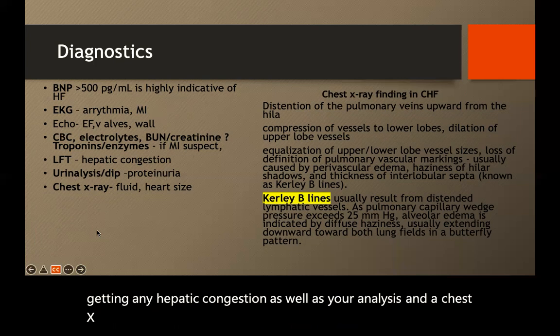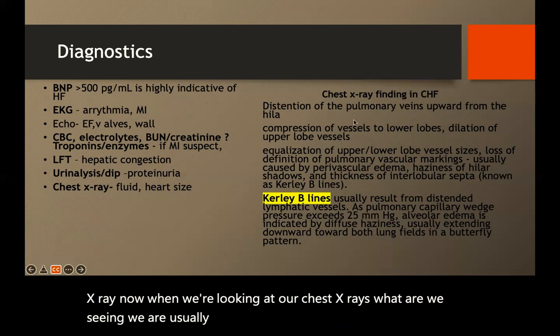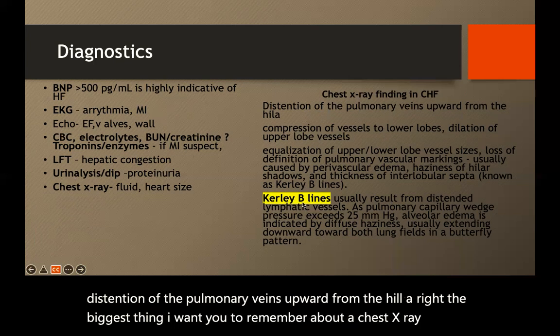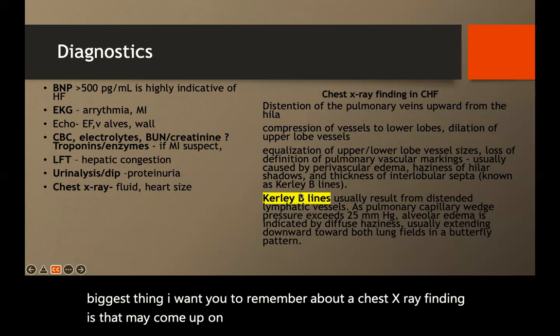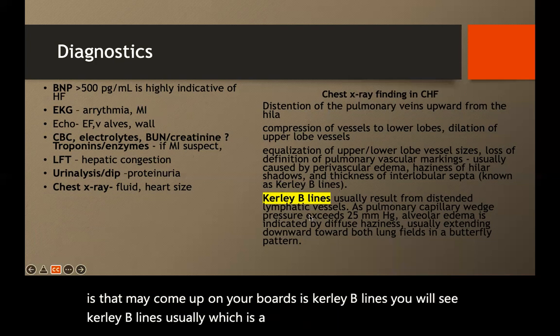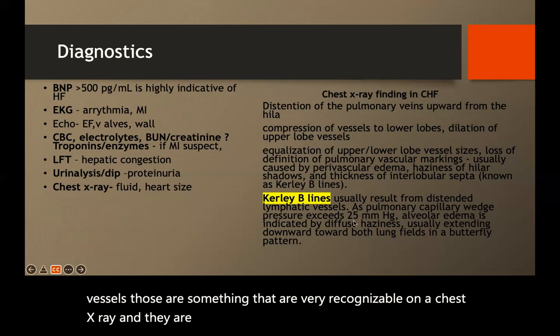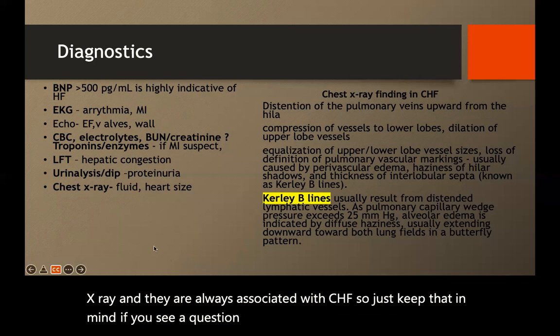Now, when we're looking at our chest X-rays, what are we seeing? We are usually seeing distension of the pulmonary veins upward from the hilum, right? The biggest thing I want you to remember about a chest X-ray finding in CHF that may come up on your boards is Kerley B lines. You will see Kerley B lines usually, which is a result of distended lymphatic vessels. Those are very recognizable on a chest X-ray, and they are always associated with CHF. So just keep that in mind. If you see a question about CHF and you see an answer for Kerley B lines, you know you're looking at CHF.